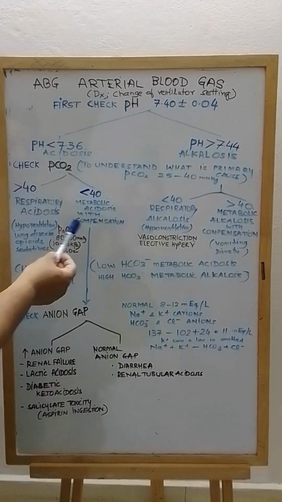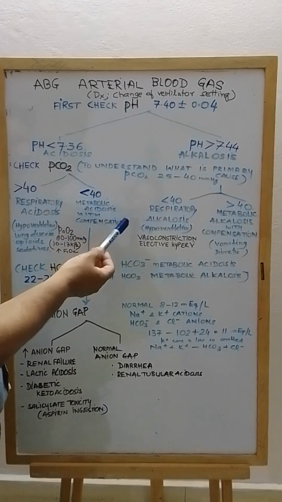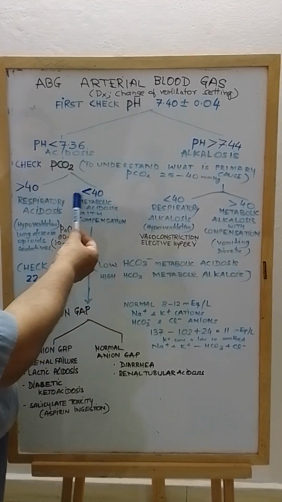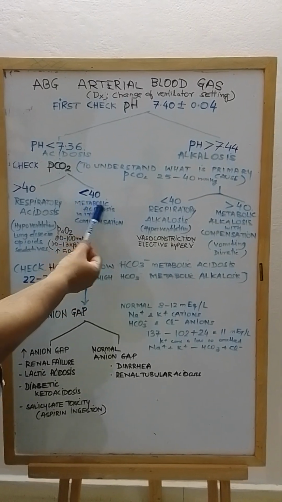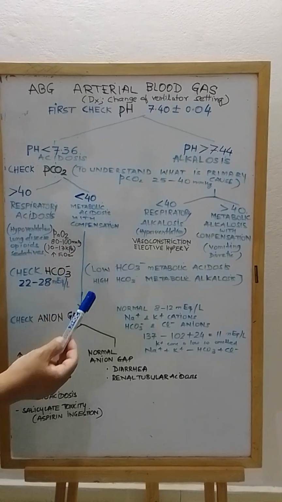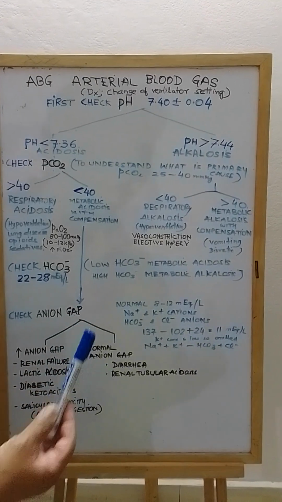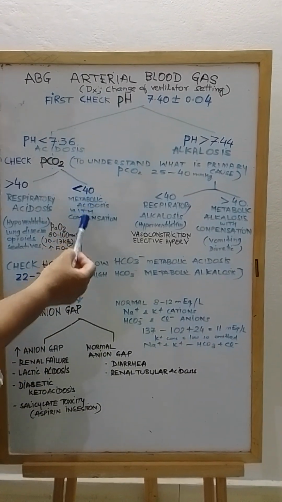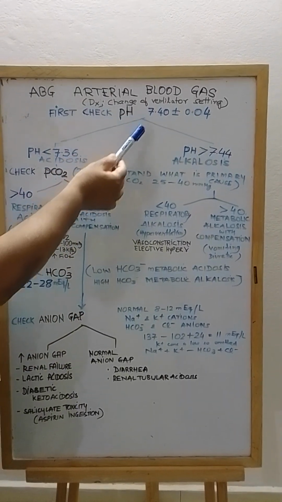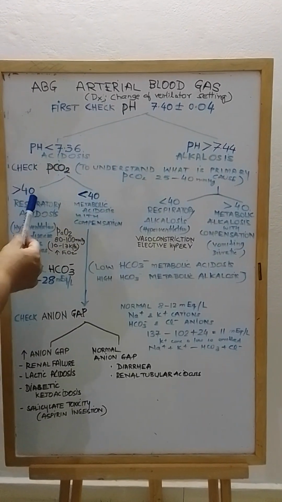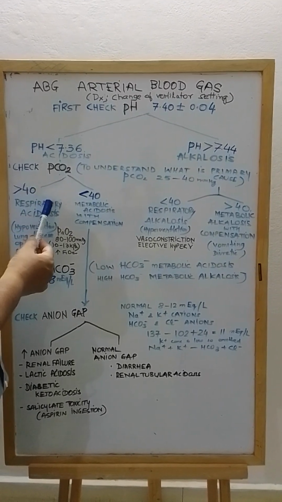And if the PCO2 is less than 40, then it is metabolic acidosis, and it is because of some compensation. Okay, I will tell you about the compensation later. But first, as I told you, first you see the pH, then second you see the PCO2.